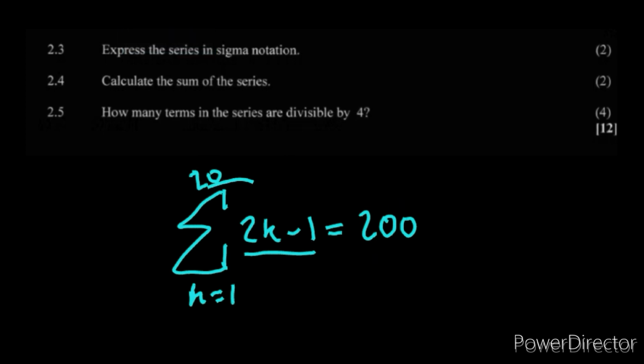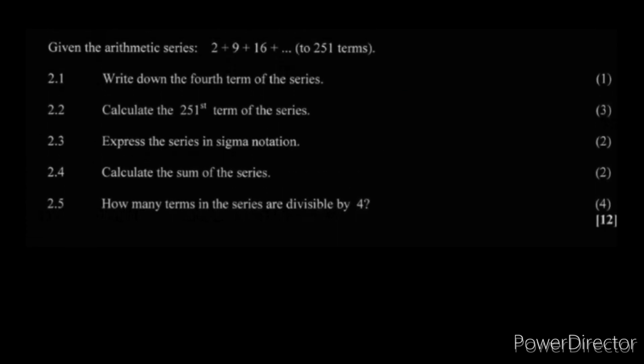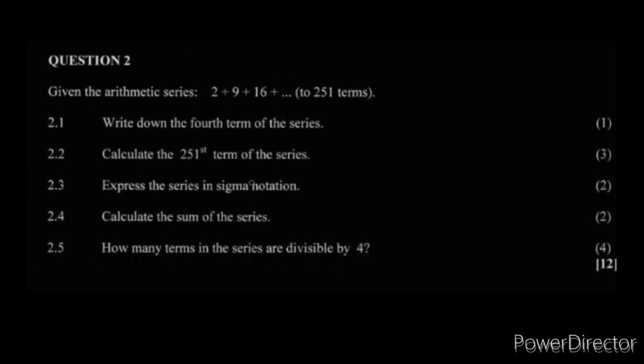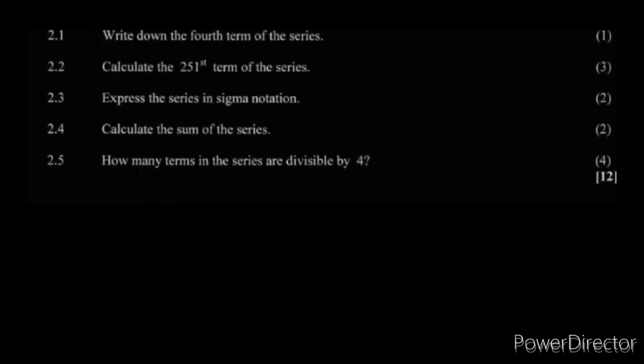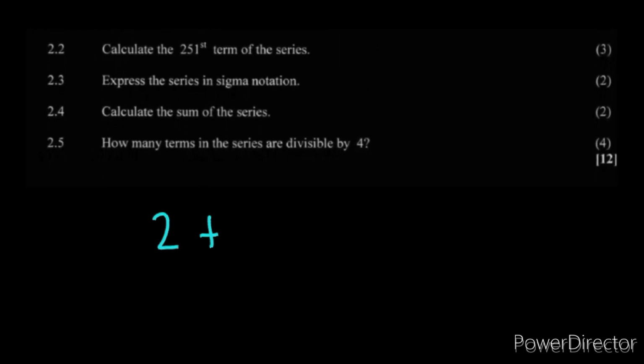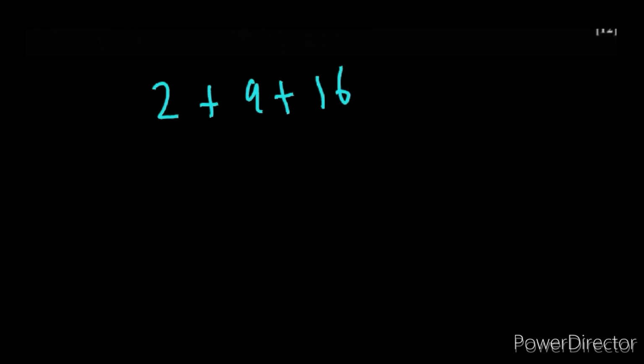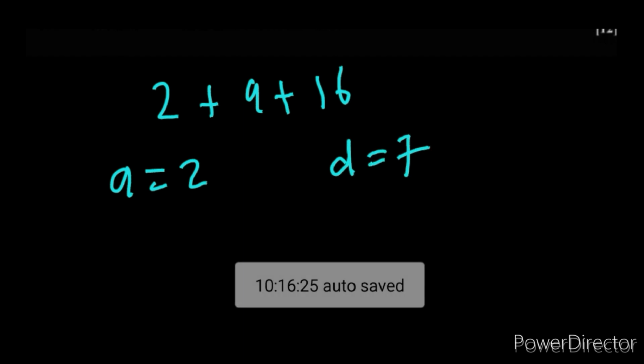So whenever we see sigma, we know that we have to use the sum formula. Every time we do sigma notation, we always have to consider the first three terms. So we're going to have 2 plus 9 plus 16. Then let's find our a. Our a is 2 and this is an arithmetic sequence, because the difference here is 7 and 7 again. So we've got a common difference. Our d is 7.